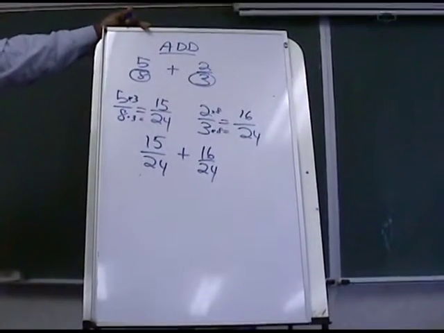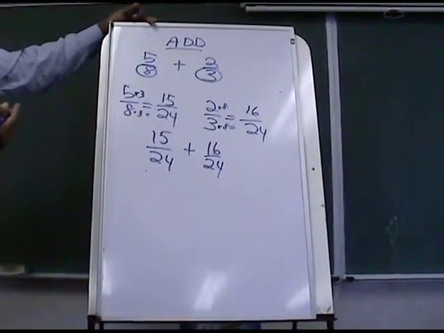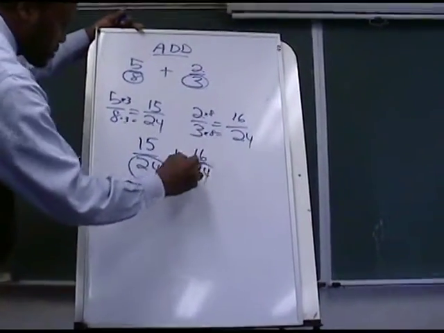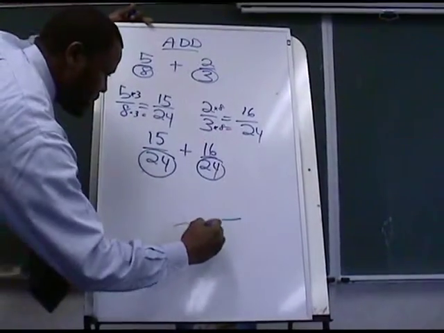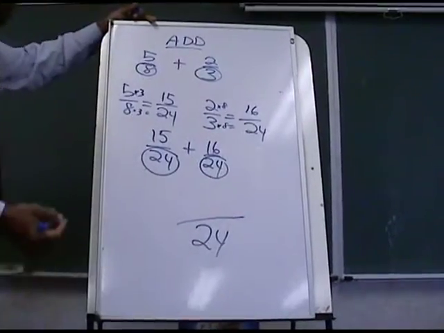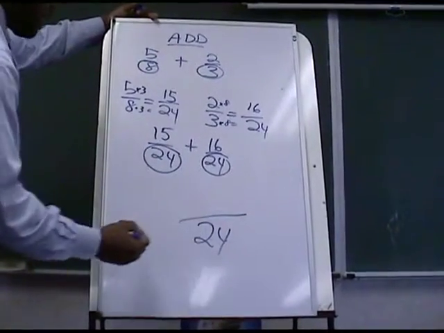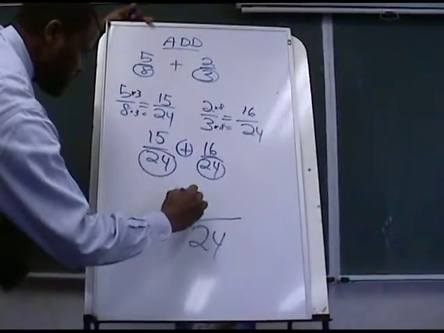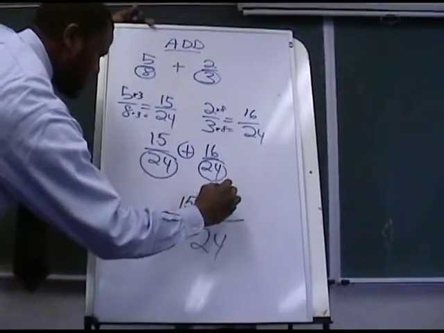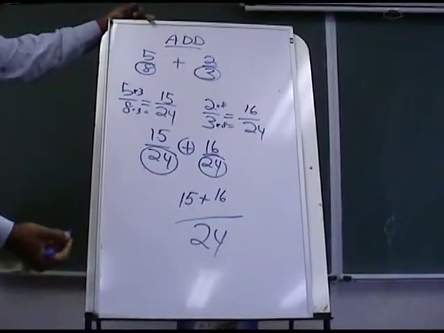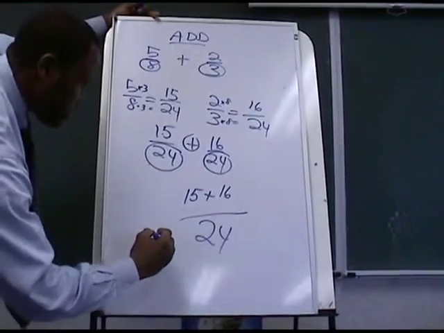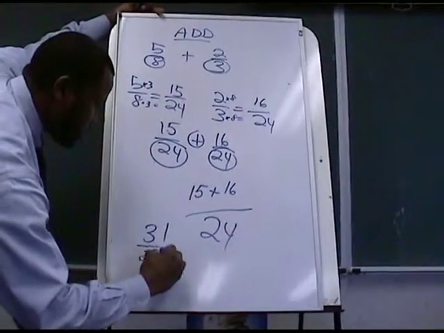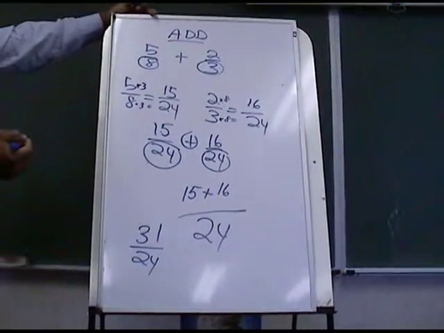Now as you recall from the last segment, we added fractions with the same denominators. And since we have the same denominators, we know that that's going to be the denominator of the sum. So we have the same denominator, and this tells us what to do with these 2 numbers. So 15 plus 16 over 24 is equal to 31 over 24. Now that is an improper fraction.